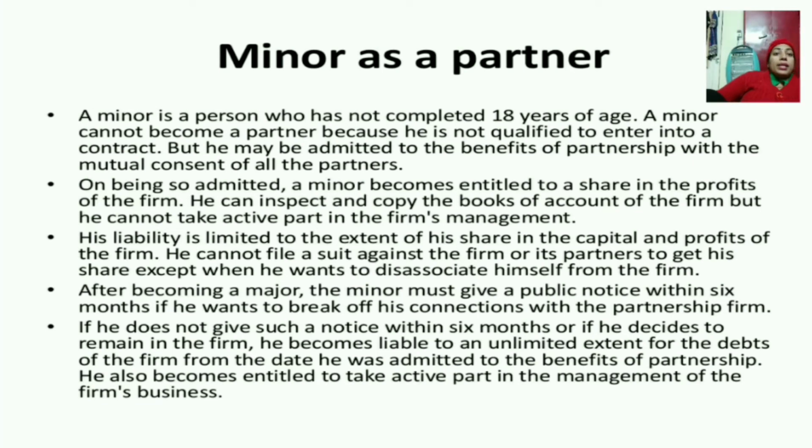Now, after becoming a major, when he crosses 18 years of age, what happens then? He must give a public notice within 6 months if he wants to break off his connection with the partnership firm. If he has not given such notice within the 6 months, or if he decides to remain a part of the firm, he then becomes liable to an unlimited extent for the debts of the firm from the date he was admitted to the benefit of the partnership. He also becomes entitled to take active part in the management of the firm's business.